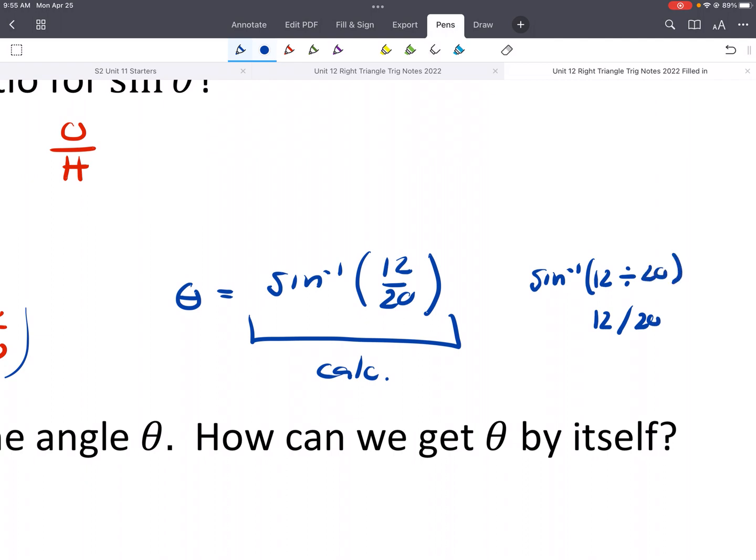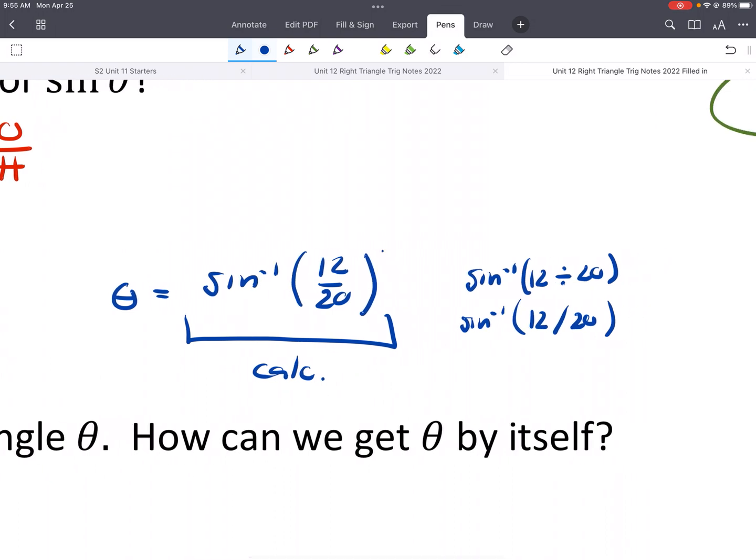Okay, all good. You don't need to make it look like a fraction. So you do that, and I ended up getting 36.9 if I round to the ones place. If you got something different than that, that's okay. I'll walk you through why.